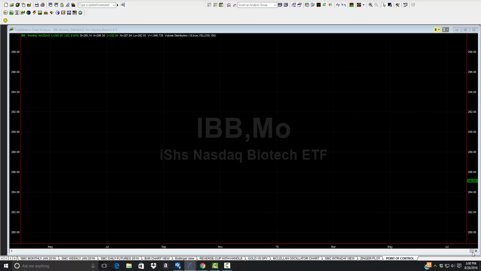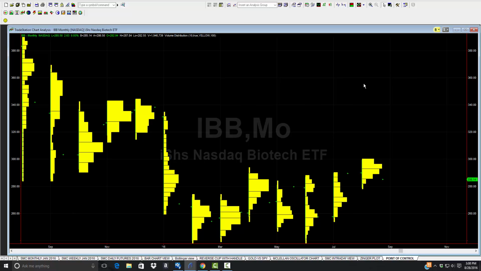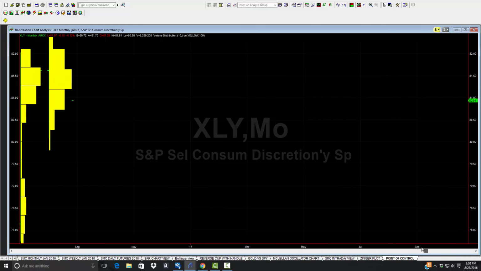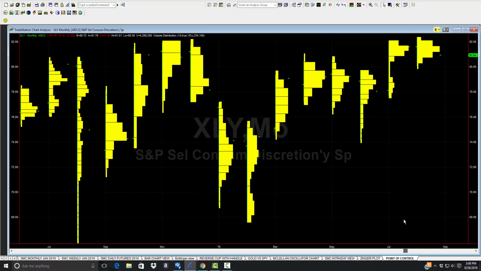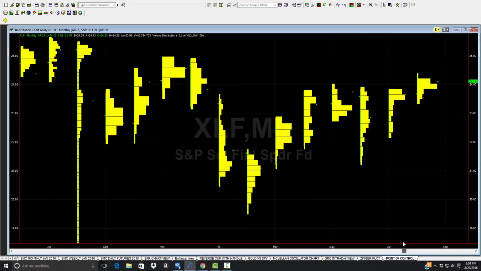IBB, biotech, for all the chatter about biotech, is well off its high. Some significant divergence there. XLY: here's XLY, two months in a row starting to make a lower low. At least it was up at the highs with the SPY. But look at XLF. I'm asking you to mentally draw a comparison between these sectors and where the SPY was. XLF is considerably off its high.